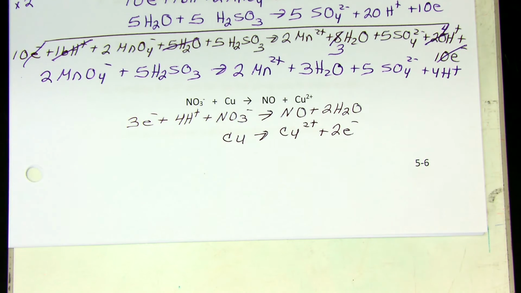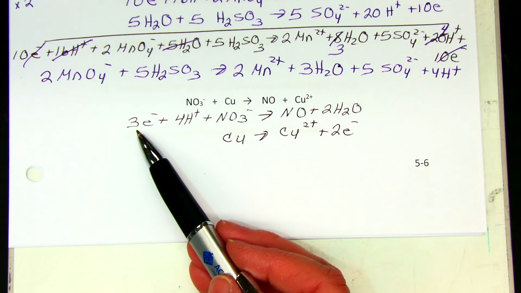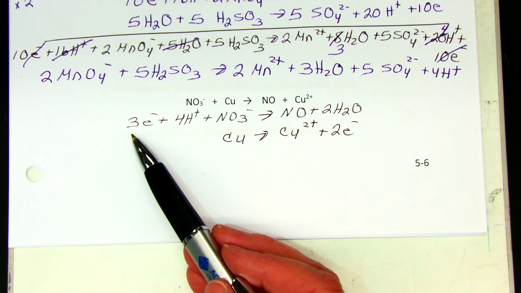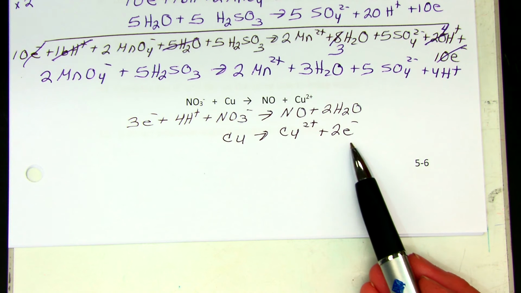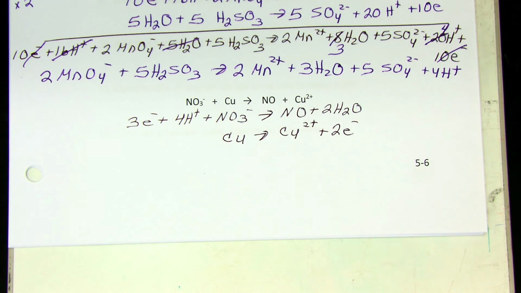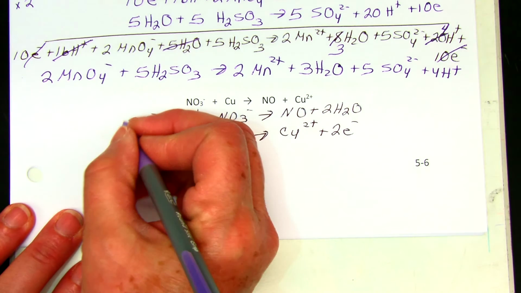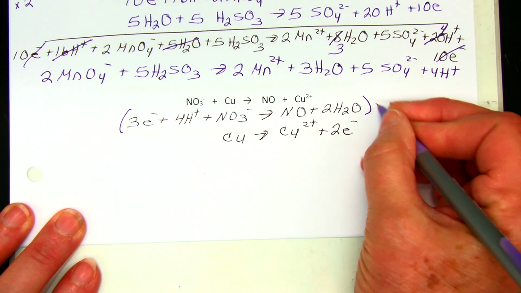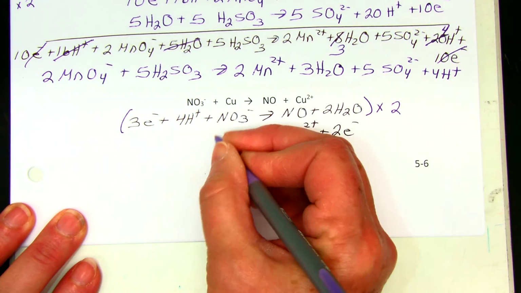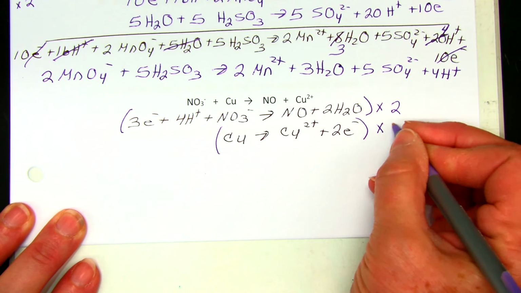Now, you always check. If things are going correctly, you should have the electrons on the left in one half. That's the reduction half, and the electrons should be on the right for the other one. That's the oxidation half. If you get this far and you have 2 half reactions with electrons on the same side, something is wrong, and you need to go back and figure out what it is. 3 electrons, 2 electrons. I need to add these together, so I multiply this by what? 2, and this one by 3.